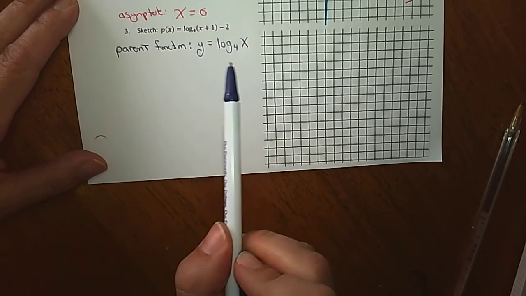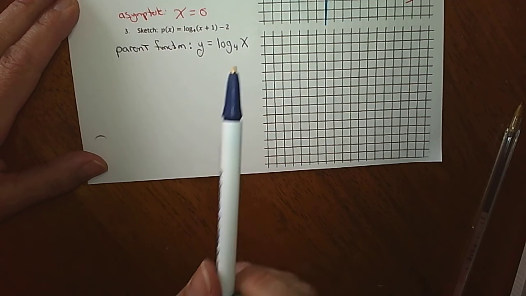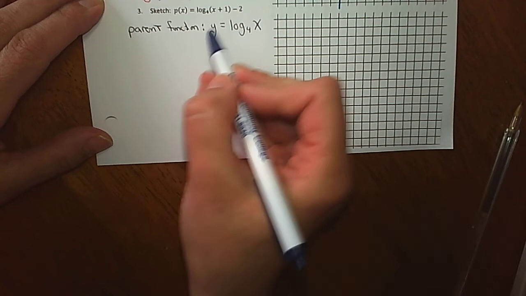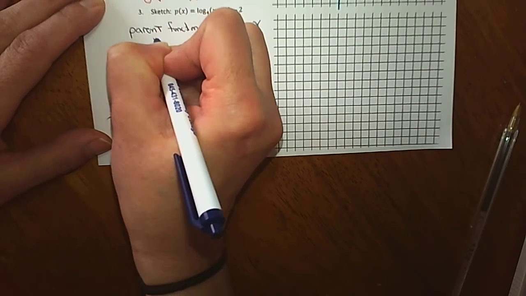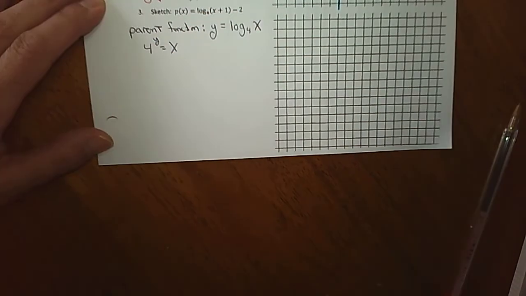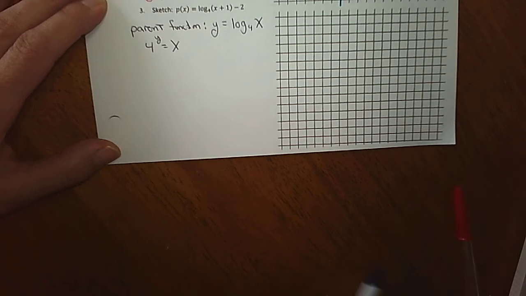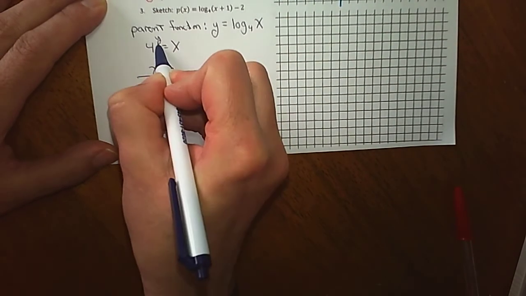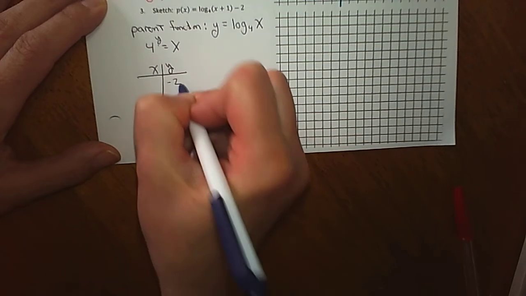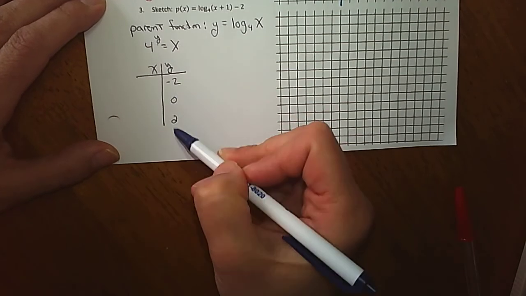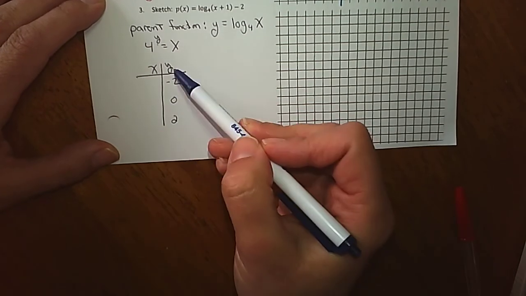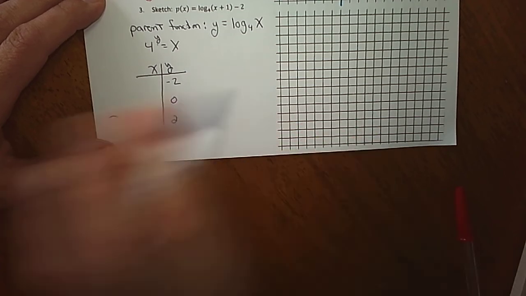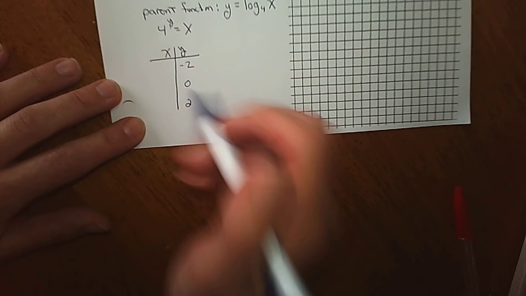So start with that. And we're going to make an XY chart for that first. First thing I'm going to do is bend it. So that's 4 to the y equals x. All right, now I'm going to make my XY chart. Now, because the y is in the exponent, I keep using -2, 0, +2, but you could do -3, 0, 3, -1, 0, 1. Right? So now I'm going to plug on in.